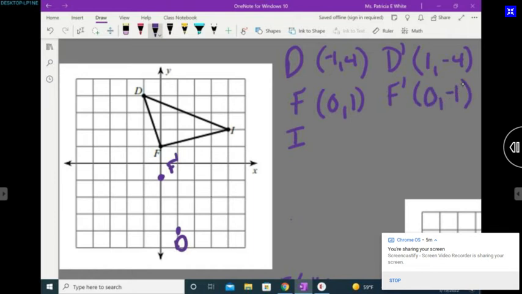Quit rushing. You're trying to just be done. We don't change. I've called everybody, right? All right, I is what? It's 4, 2. Good job. So what is I prime going to be? Is it 2, 4?